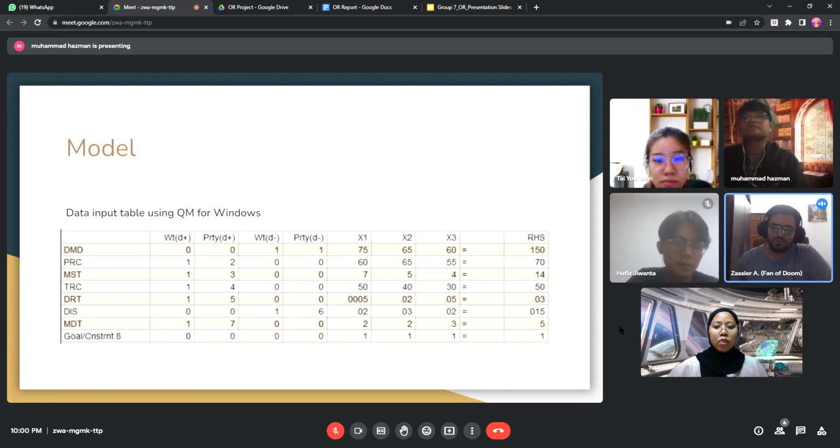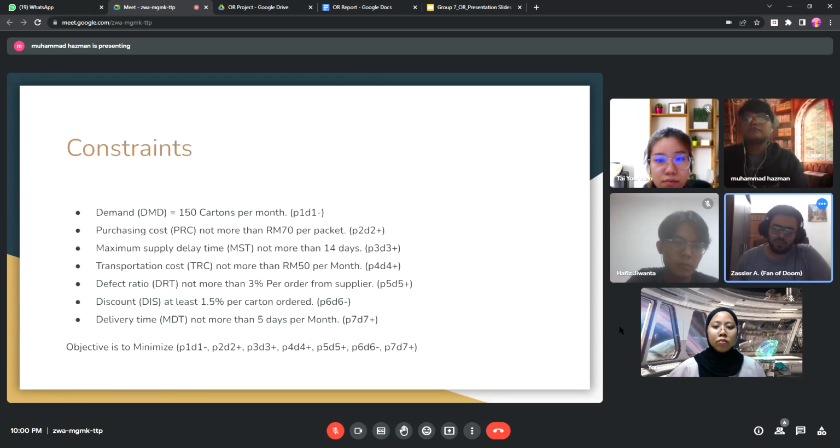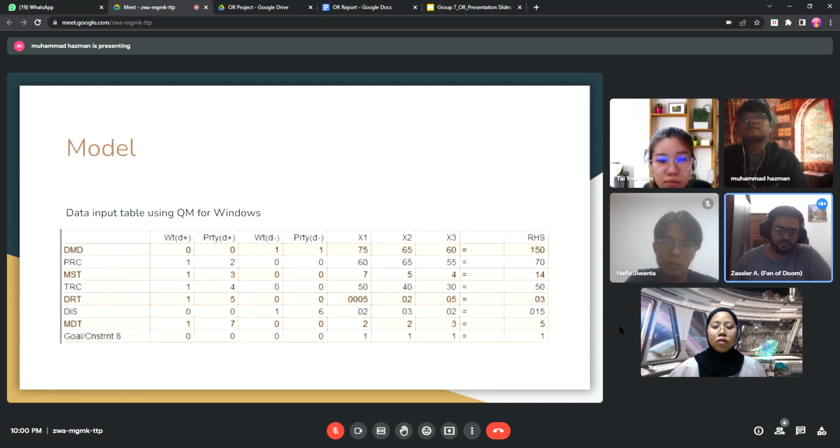The last line shows the objective, to minimize the deviation D1 of each priority in the list. For the model, I will pass to Hafiz.